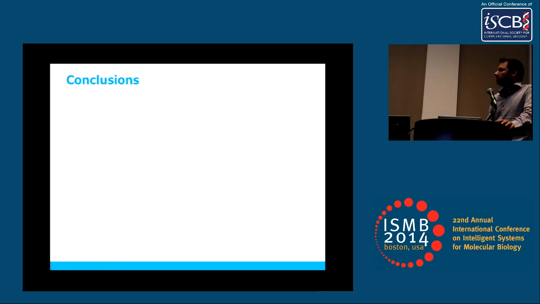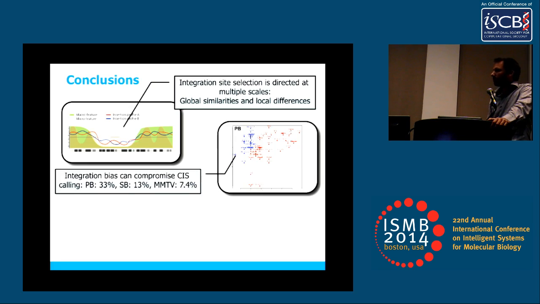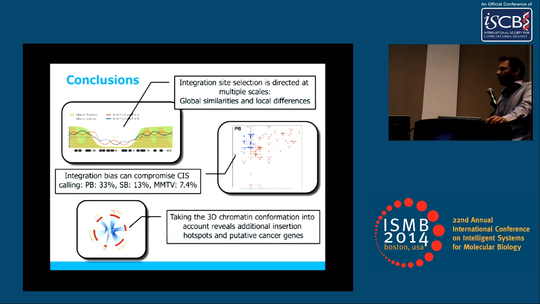All right, so what have we learned? I've shown you a large collection of data that we can use to find these integration biases. Integration site selection is directed at multiple scales. Globally, we see many similarities, and locally, we see many differences between the 2 transposon systems. These integration biases are really important for calling common insertion sites. By reanalyzing 3 large data sets, we showed that quite a few of these common insertion sites might be due to this selection bias. And thirdly, we have shown that by taking the 3D chromatin conformation into account, we can reveal additional insertion hotspots and thereby also potential new cancer genes.